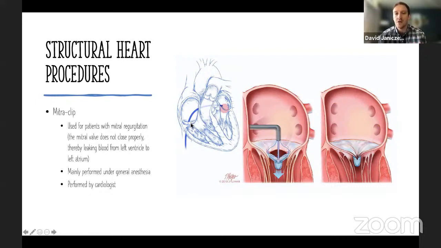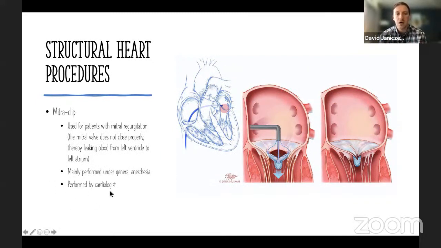What they can do is very similar. They bring a catheter up, this time through the venous system, so the IVC, go into the right atrium, go across the interatrial septum into the left atrium, and then cross the mitral valve and place a clip on the two mitral valve leaflets and close the hole to be smaller. It doesn't close completely, and the goal is not to close it completely. They just want to make it smaller, so therefore the regurgitant volume is less.